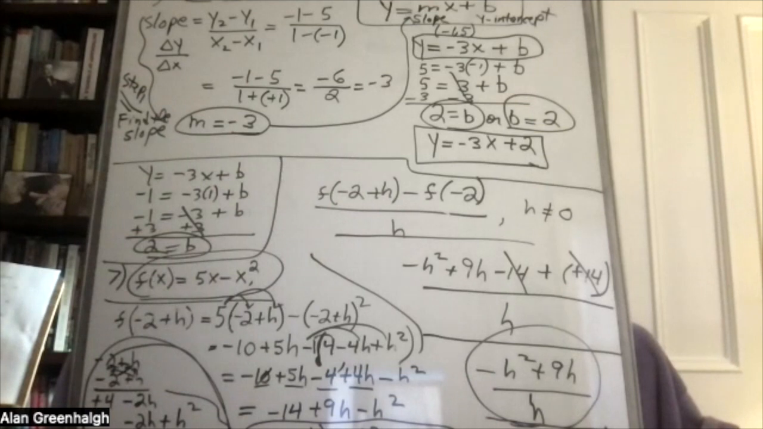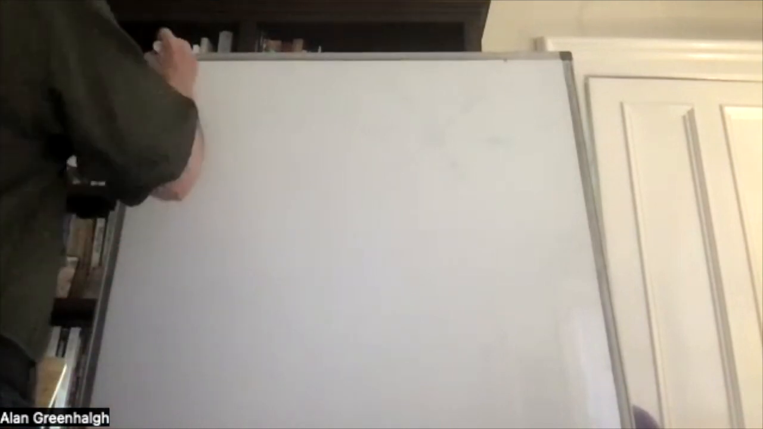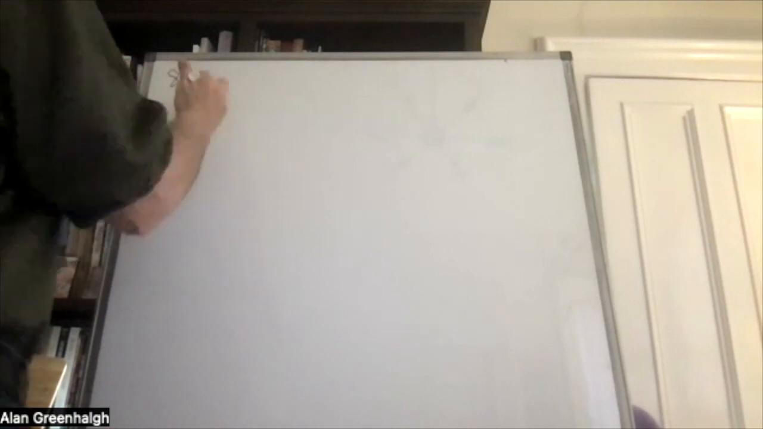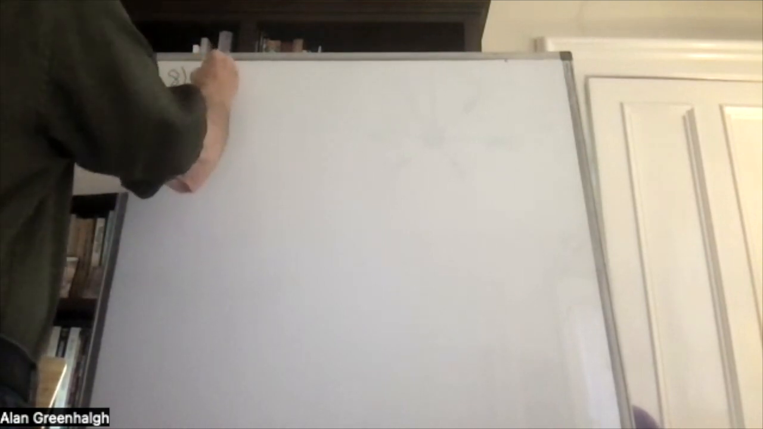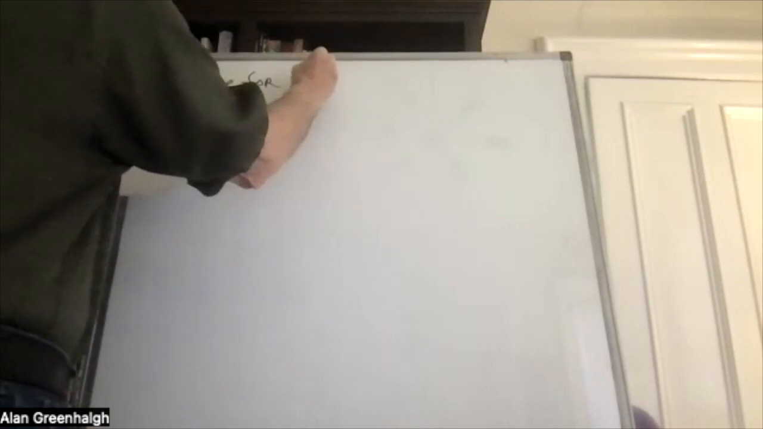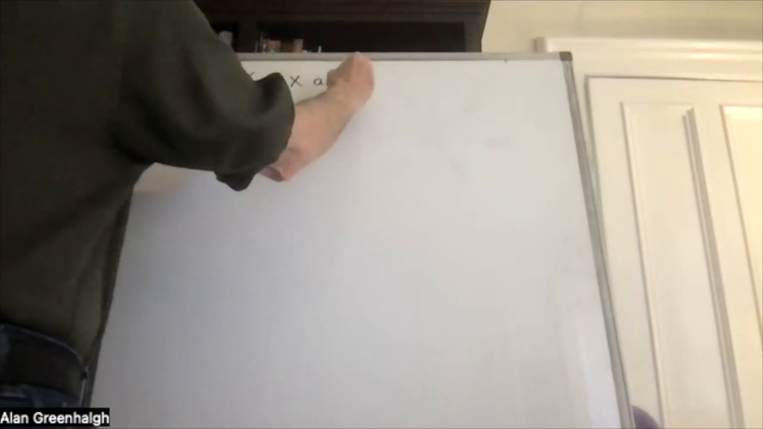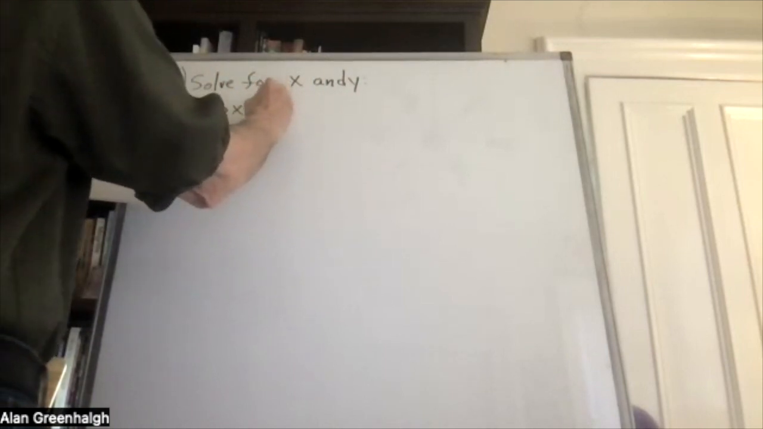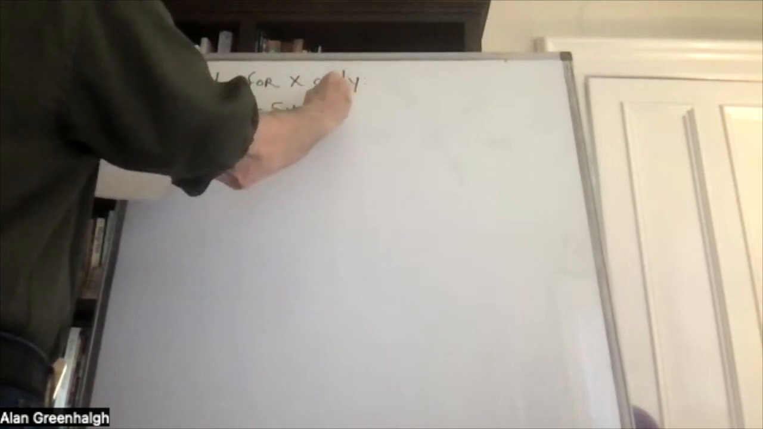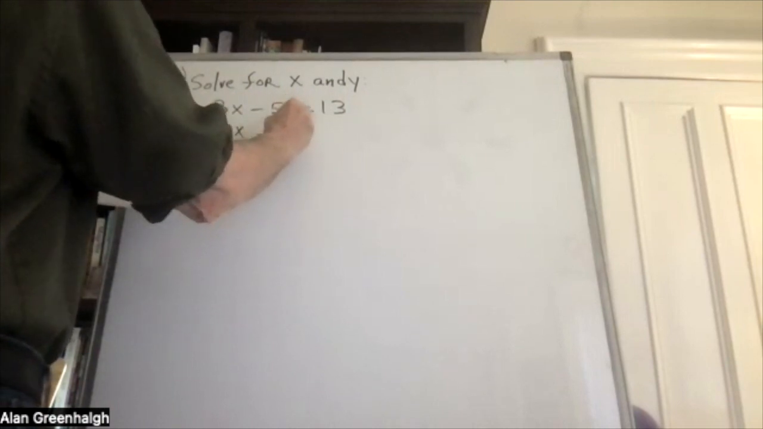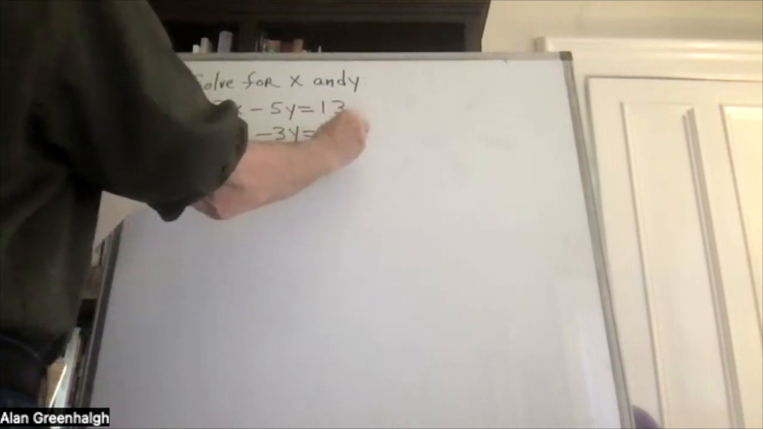Okay, good. And we're moving on to question number 8. Solve for x and y. And here it is. 3x minus 5y equals 13. -2x minus 3y equals 4.